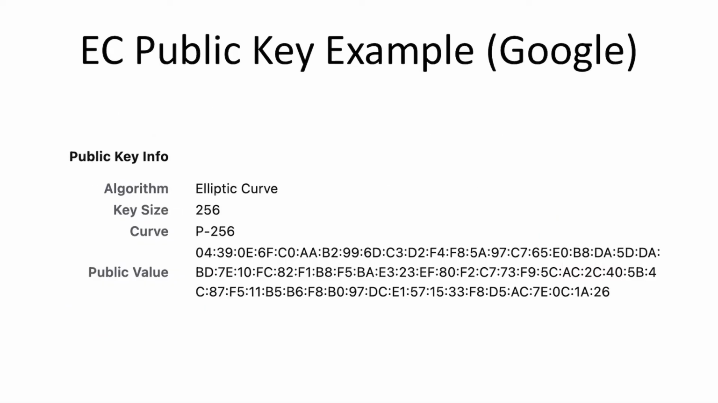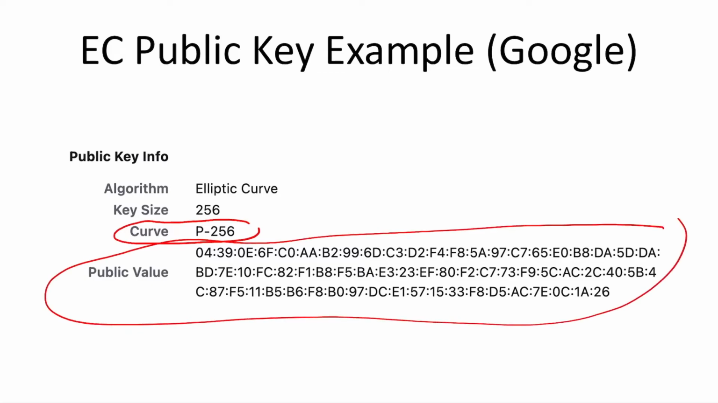So here is an example of a website that uses elliptic curve public key. So this is Google's 256-bit elliptic curve key that is created using the P-256 elliptic curve. So this public key is taken from Google's digital certificate via the Firefox browser. And there are, of course, many other websites that use elliptic curve keys. This is just one example.